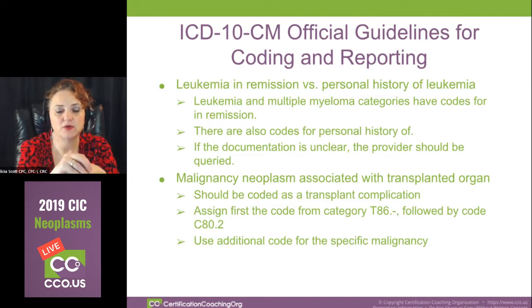If you have a neoplasm that is the result of a transplanted organ, that's considered a complication of the transplant. That's different codes. That means you're going to end up with a T86 code, and then a C80.2. So go look at those two codes. Make a note in your notebook to read the guidelines surrounding those codes. And then you'll have codes for a specific type of malignancy. When would this happen? Well, if a person had a kidney transplant and then developed cancer in that kidney, that can happen.